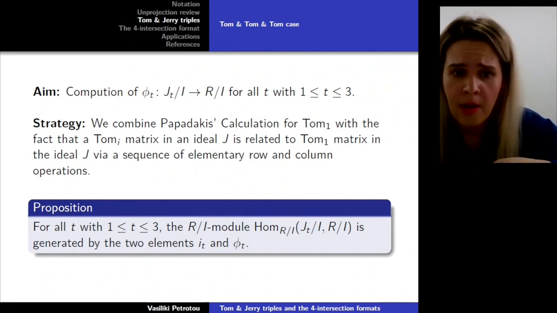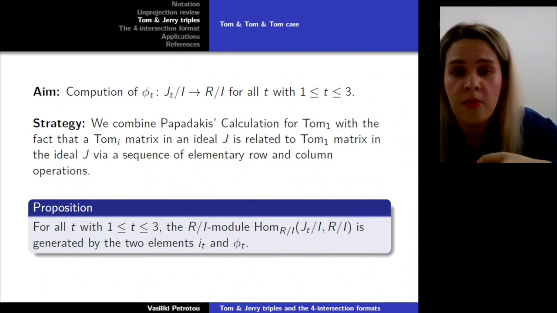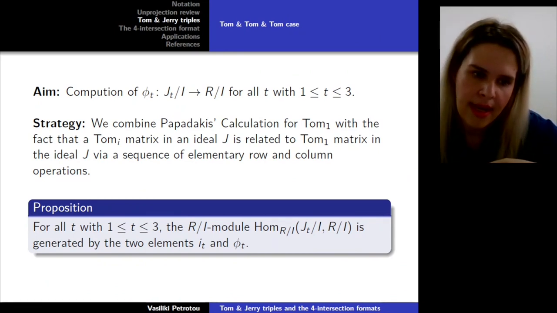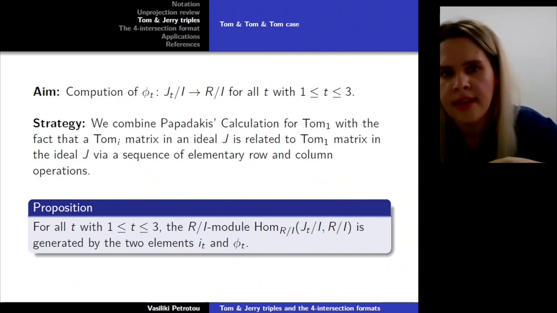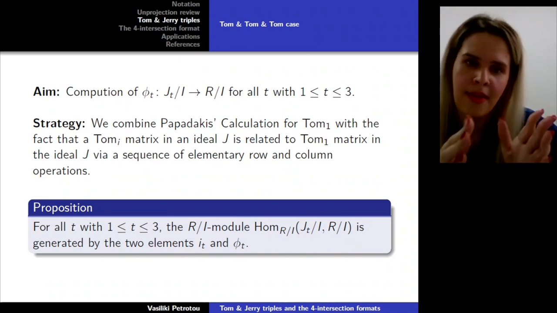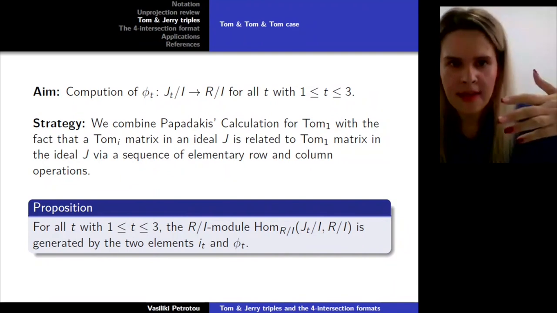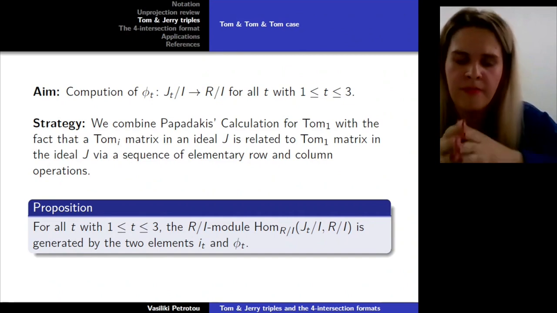So for the definition of phi 1, we just repeat Papadakis' calculation. We make some obvious substitutions and we can easily define our phi1. For the definition of phi2, we are taking into account that our matrix is a Tom2 matrix in the second ideal. So, as a first step, we should convert the Tom2 matrix into a Tom1 matrix. And after that, we can just repeat again the Papadakis calculation.